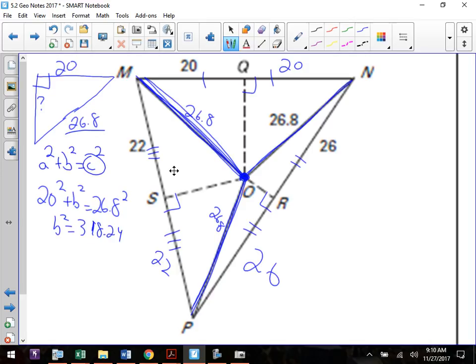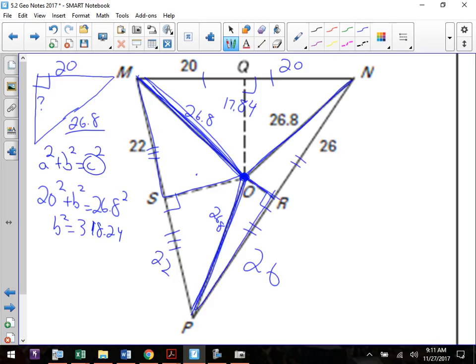How do I undo squaring? Square root. Remember how to take a square root in this calculator? It's second, square root of your answer, and you get 17.84. And that makes this side 17.84. Which means you can do that again for this triangle here and get this part. Do it again for this triangle here and get this part.